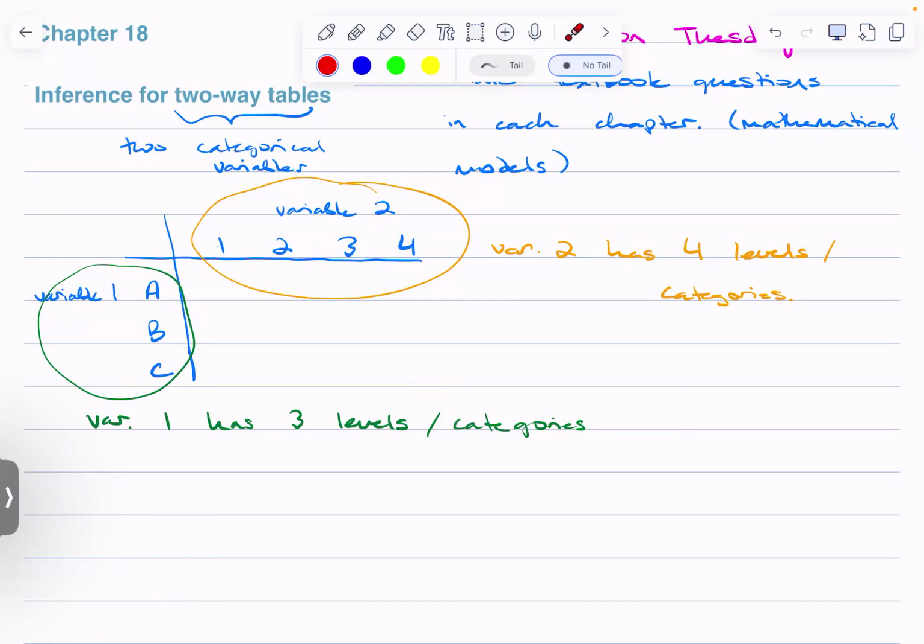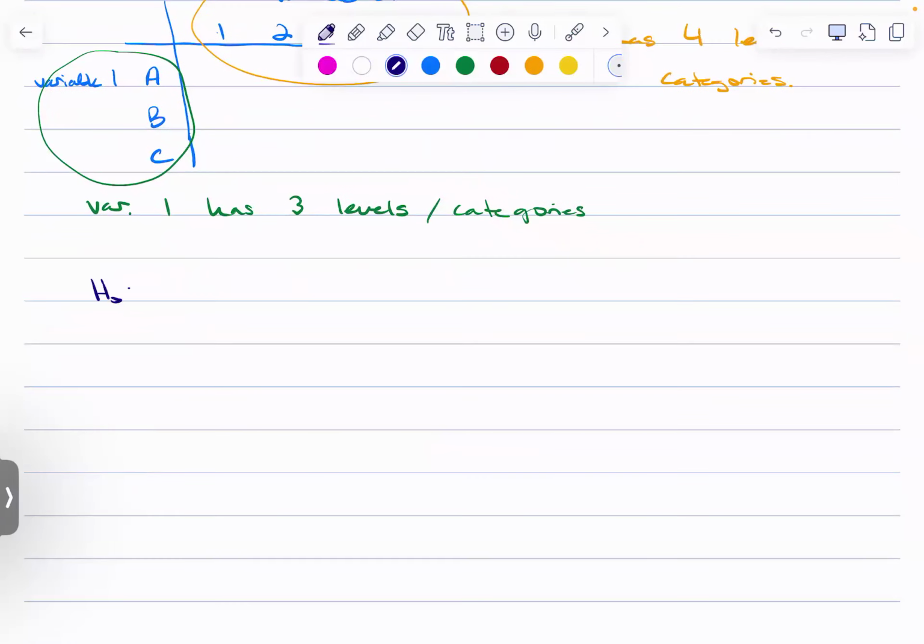Okay. Now, what we want to know if we have this type of situation is if variable 1 is independent of variable 2 and vice versa, right? It goes both ways. And so here, our null hypothesis is that they are independent, right? Variable 1 and variable 2 are independent of each other. Or just generically, because it can go in either direction, the variables are independent of each other.